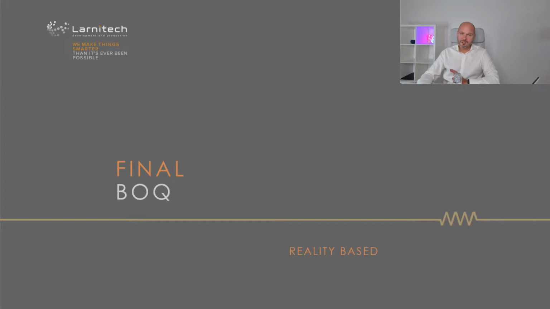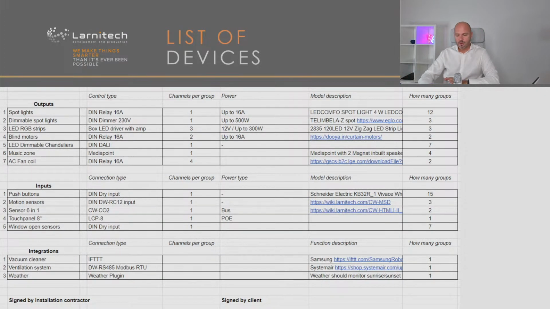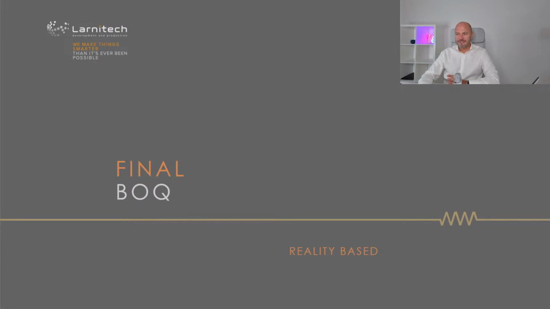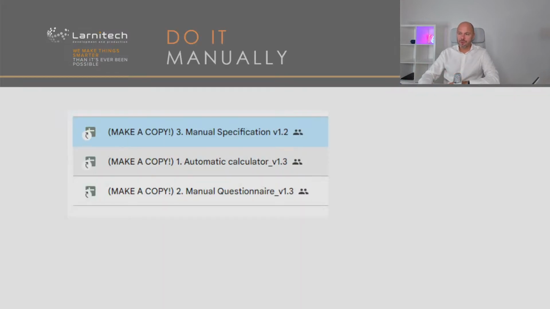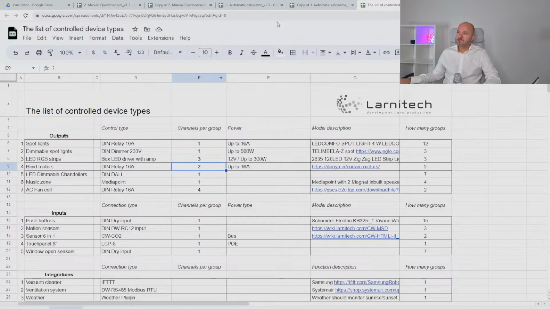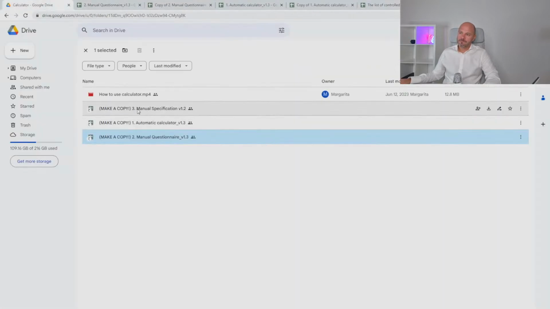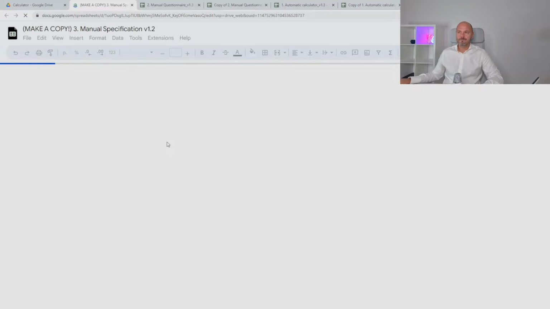And then what you do is you do the final BOQ. After you know all this, after you have this list, you can make a much better BOQ than before. And the final BOQ you should do manually. This is another file, file number 3, the manual specification, and this is prepared for you specially to make the final BOQ. So, this one, manual specification.